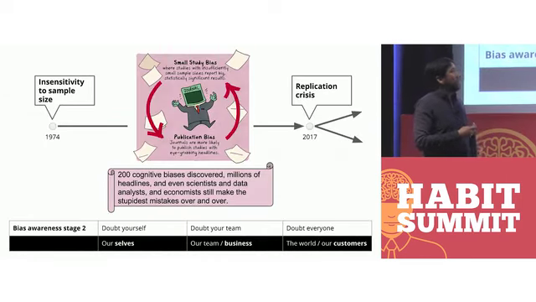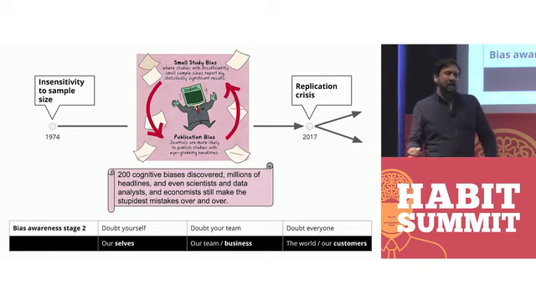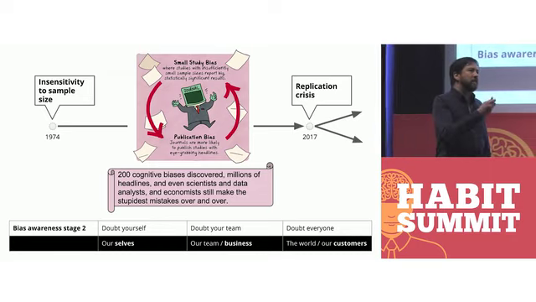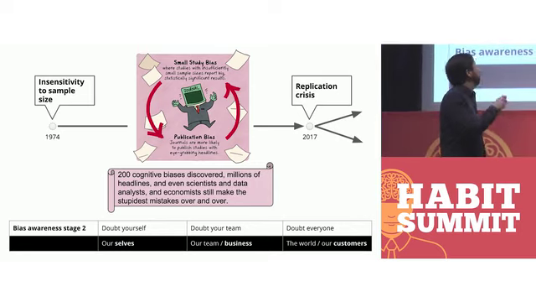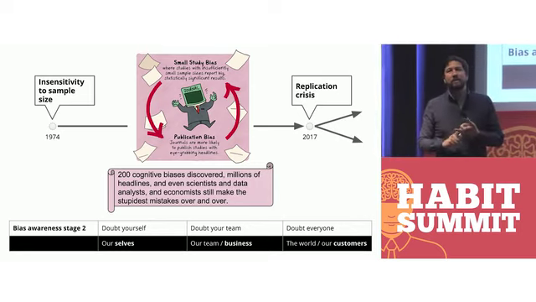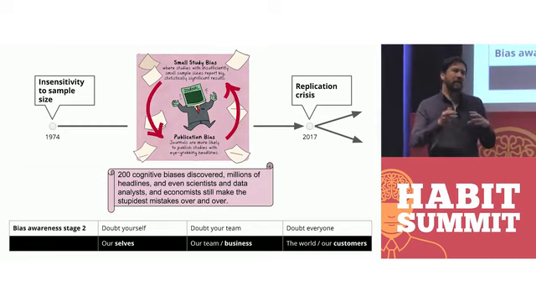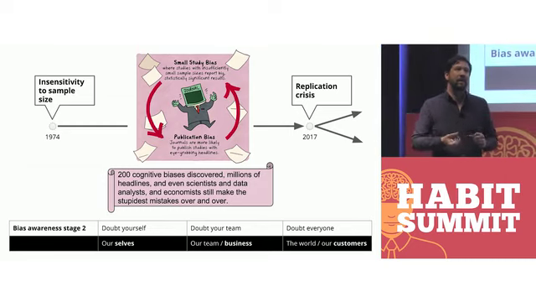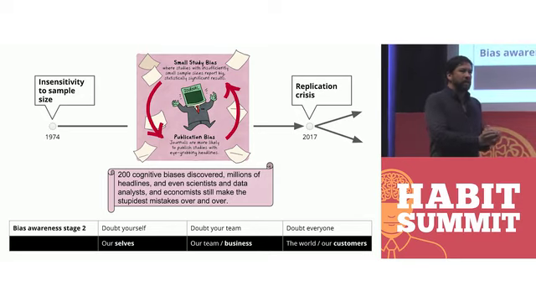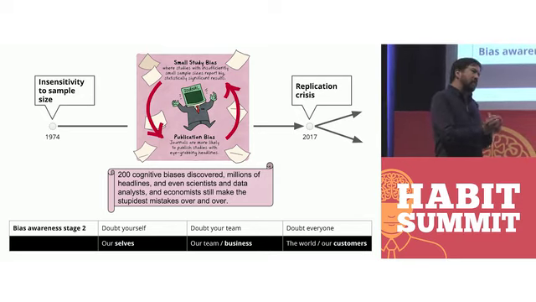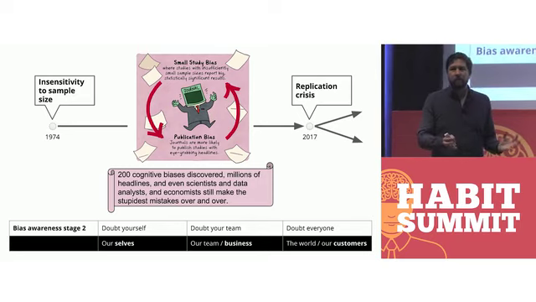Here's another example of a situation where biases came back to bite us. One of the very, very first cognitive biases that was discovered was by Kahneman and Tversky back in '74, and it was this realization that scientific studies themselves were biased. They were prone to favor small sample studies because in a small sample study, you're more likely to see significant results.